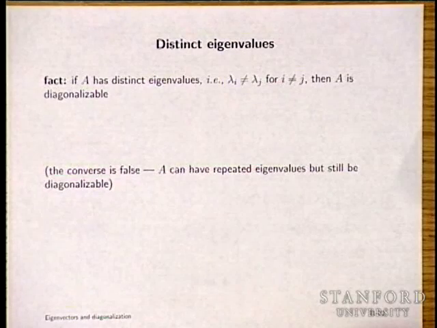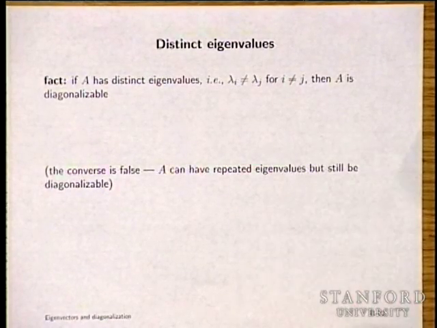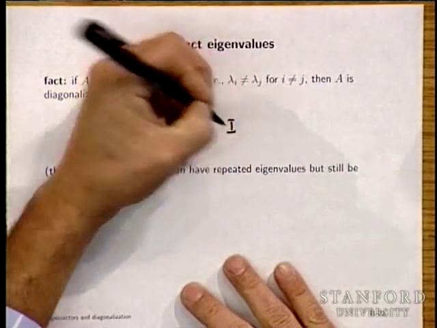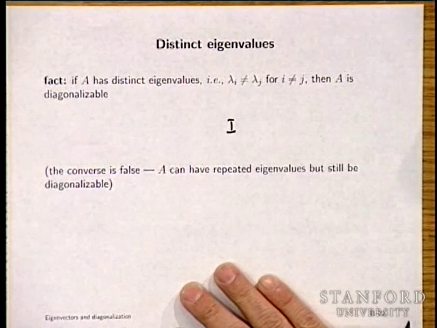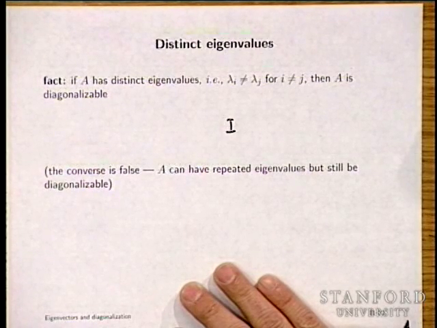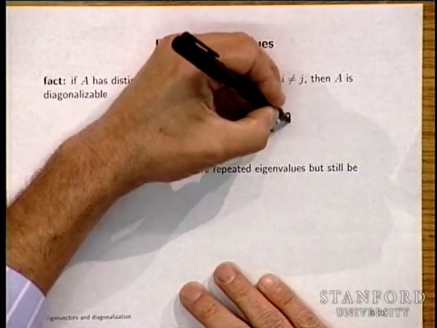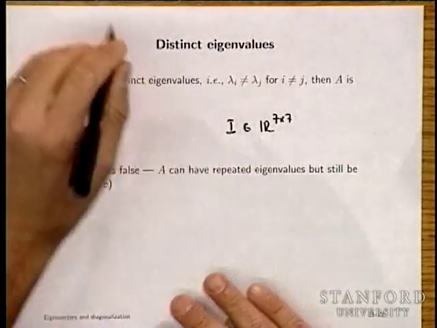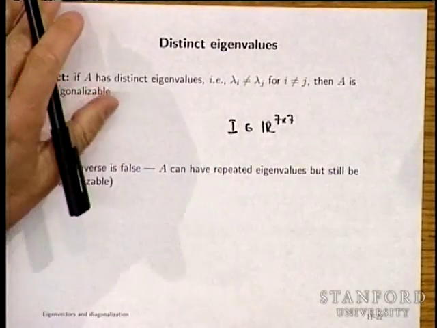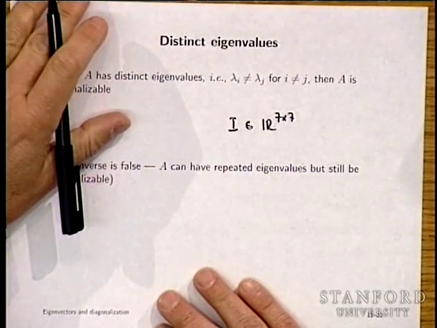And actually, somebody give me an example of that. What's the simplest? Just give a simple matrix with repeated eigenvalues and yet diagonalizable. The identity. There we go. So the identity in R, what's your favorite number? 7. Thank you. So that's an R 7 by 7.